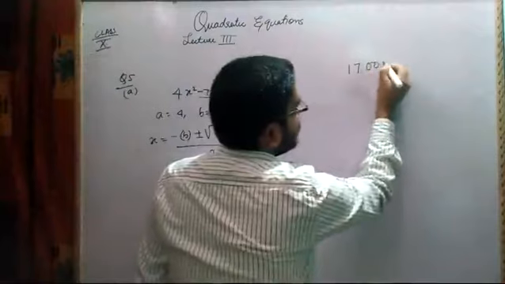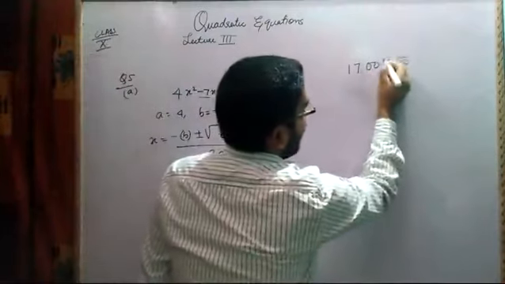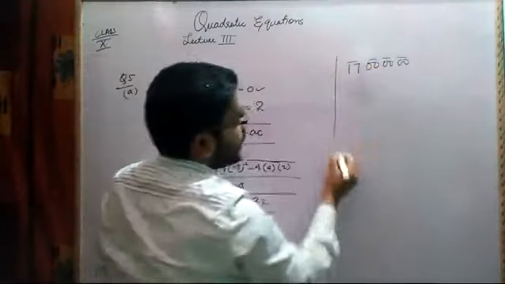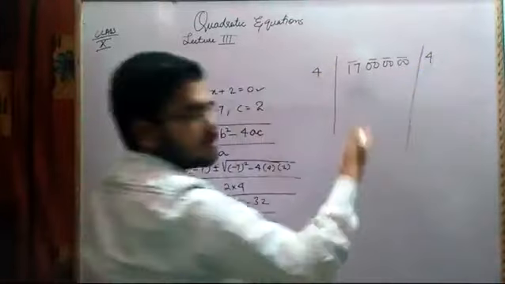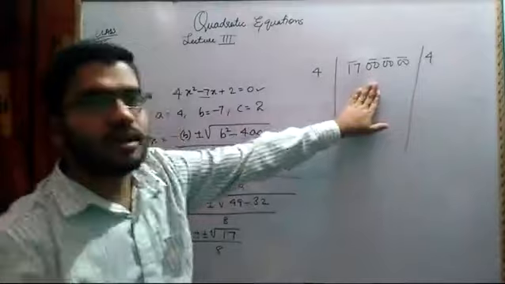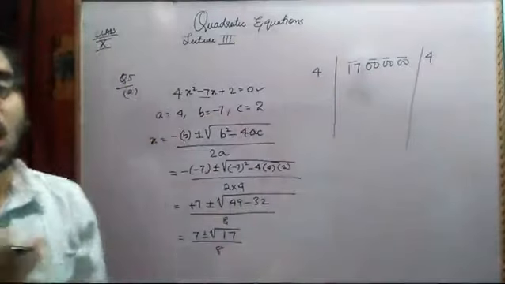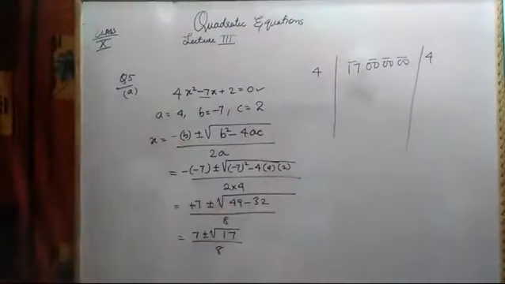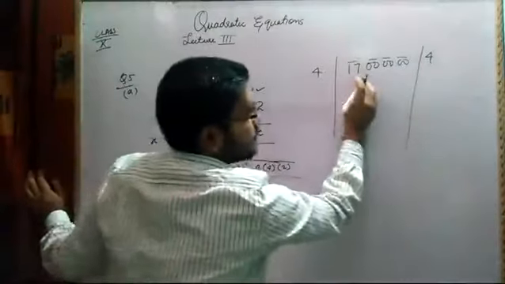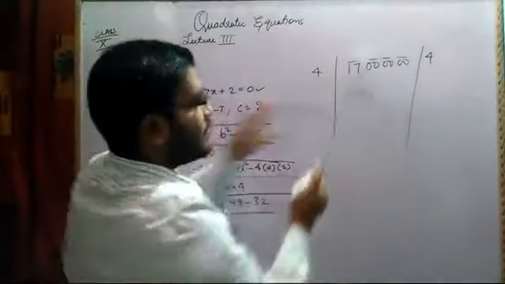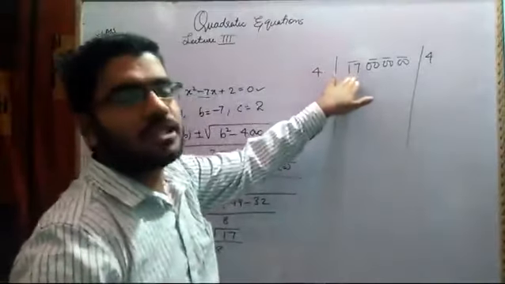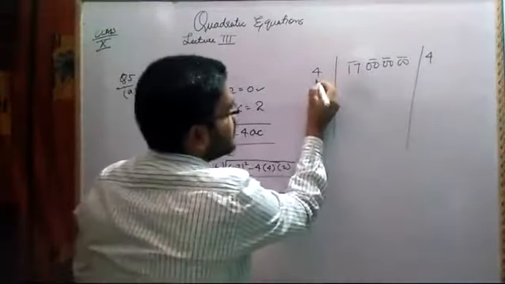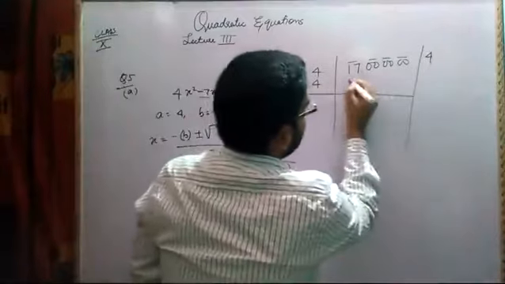So here 10, 20, 20. I hope all of you know how to find these values. So 4 4s are 16. Once again I am just teaching you here so that it will not be difficult for you to solve. Now 17 is not a perfect square, so the number just near to this which is a perfect square is 16. So 4 4s are 16.